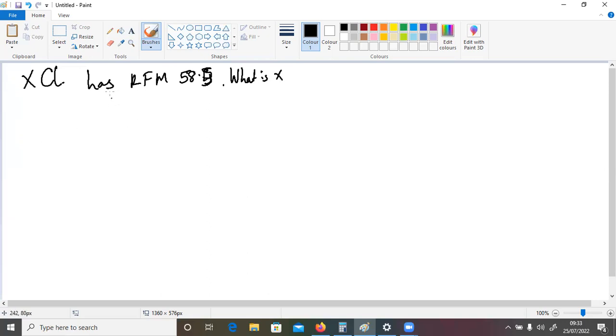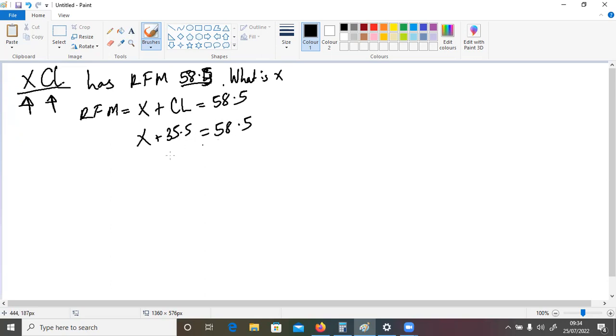Okay. This one tells us, going by the way the formula is written, that 1 atom of that metal combines with 1 atom of chlorine to get the metal chloride. So for us to find the RFM, the relative formula mass, it is the molar mass of X plus the molar mass of 1 chlorine, which should be equal to 58.5. But we already know chlorine is 35.5.